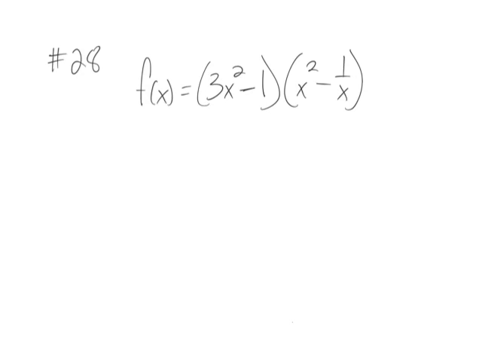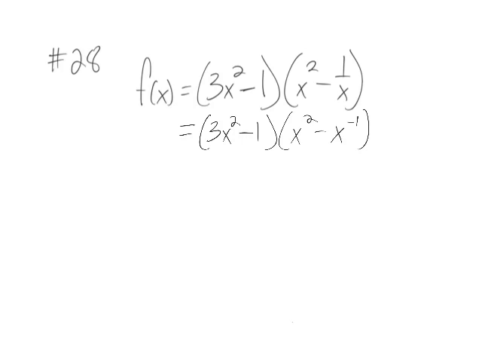Hey guys, let's take a look at one of the product rule problems from your homework. This is number 28 from section 3.2. And what we need to do is rewrite this function so that we don't have that fraction. I can do that because it's just an x in the denominator, and all I have to do is make that x to the negative 1. So we can get away with it there and not have to use the quotient rule.